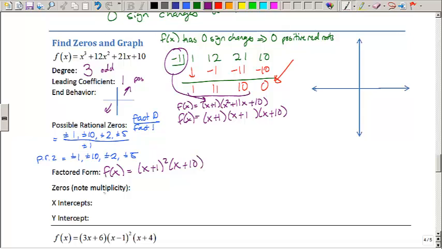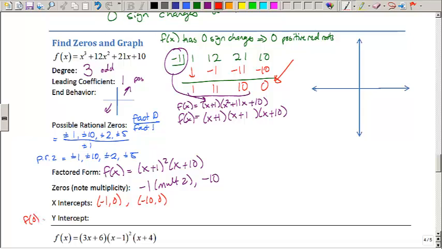Now I can find the zeros. The zeros are negative 1, multiplicity of 2, and negative 10. Remember, if you have the zeros, then you better get your x-intercepts right, because the x-intercepts are just your zeros written in a point form. So negative 1 comma 0 and negative 10 comma 0.